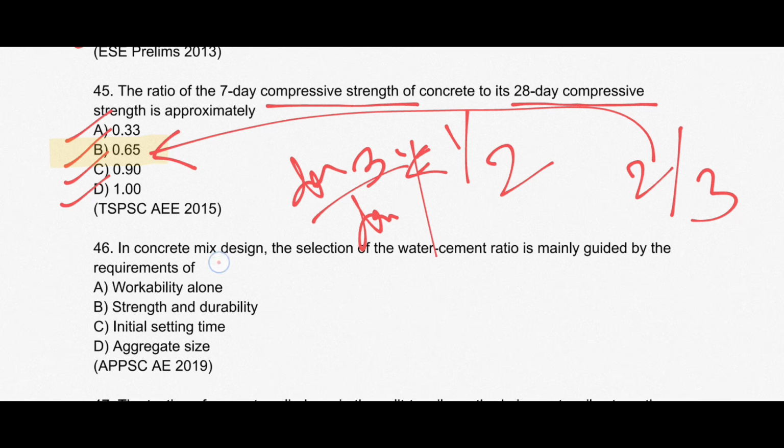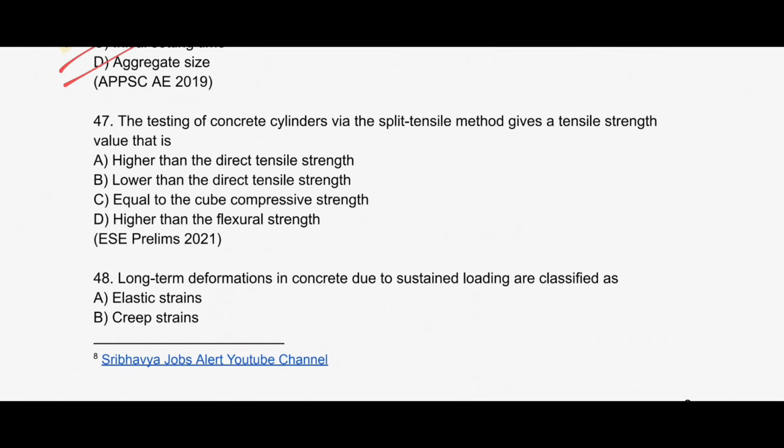46th question. In concrete mix design, the selection of the water cement ratio is mainly guided by the requirements of option A, workability alone. Option B, strength and durability. Option C, initial setting time. And option D is the aggregate size. So what is the answer? Option B, that is strength and durability. The water cement ratio is mainly governed by strength and durability.